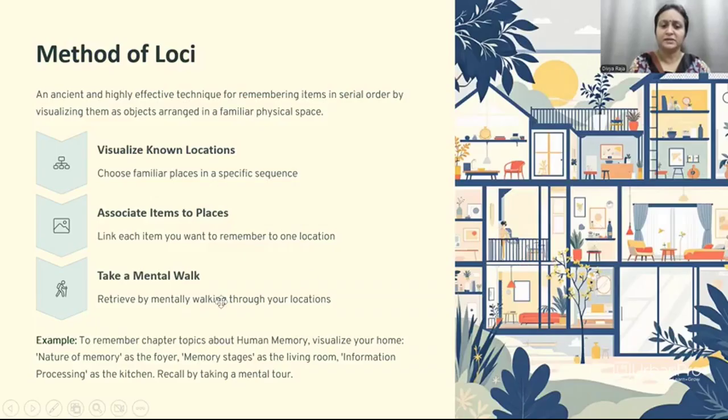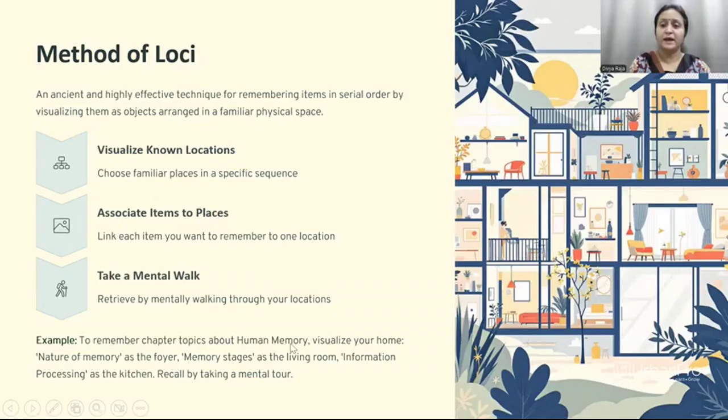And then the third step is, because you have to remember it in a sequence, you have to take a mental walk through your home. Like, for example, if you want to remember the topics under this chapter, human memory, you visualize your home, the foyer or the entrance, that is the area between the outer space of your home and your inner space or your living room. That's the foyer. So imagine nature of memory as a foyer.